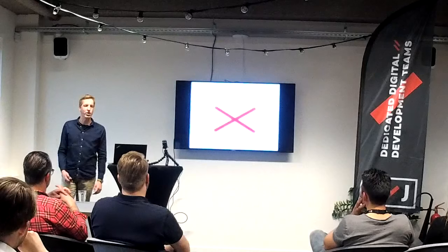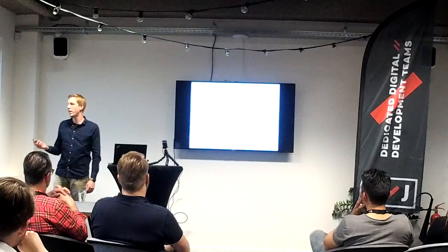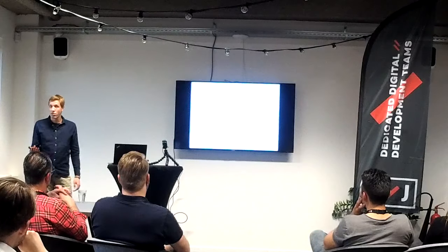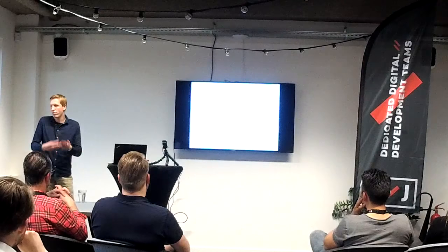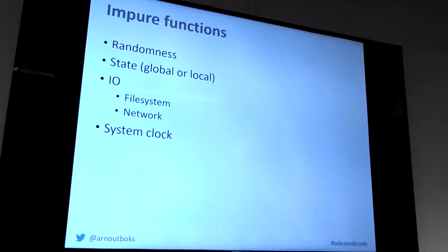These are functions that do something with randomness, right? A random number generator or some function that uses a random number generator can have different outputs if we call it multiple times with the same inputs. Or functions that depend on some global input and output operations using the file system or a network. Or functions that are dependent on a system clock. You could have a function that asks for the current time, and every time you call it, you get back a different value.